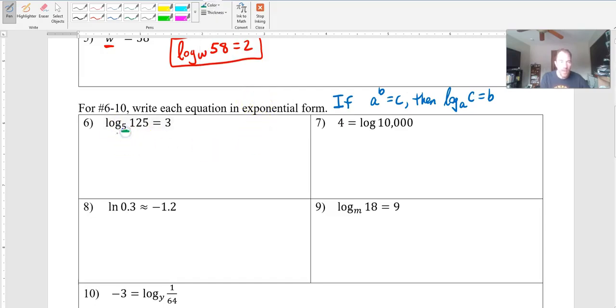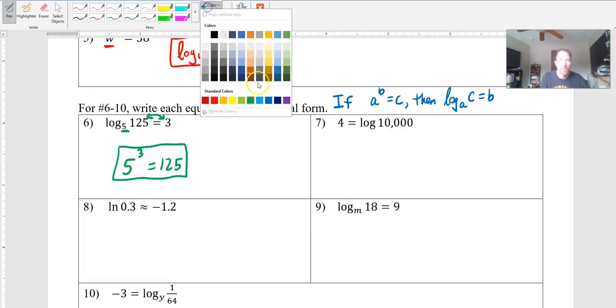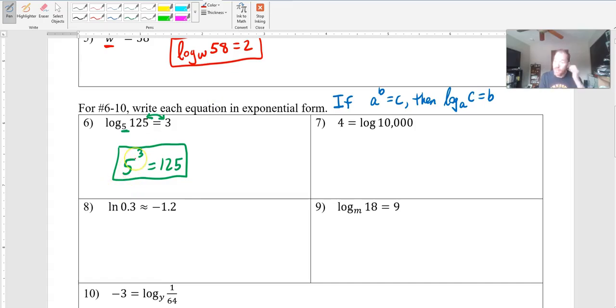So for number 6, my base is going to be 5, and then we're going to switch the 125 and the 3. So it's 5 to the 3rd power equals 125. That's it. We're done. That's all there is to it. This one you can verify too, by the way. You can type in 5 to the third power, do 5 times 5 times 5. You do get 125.